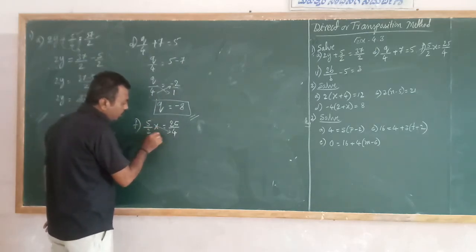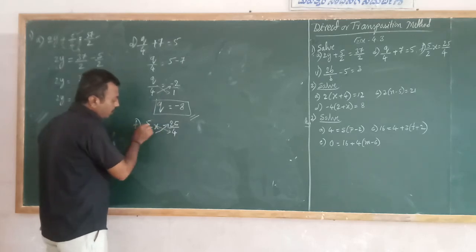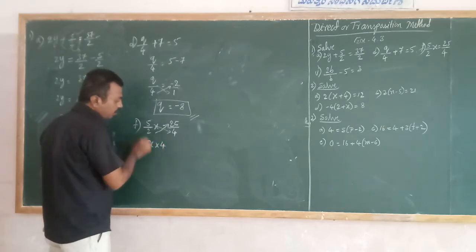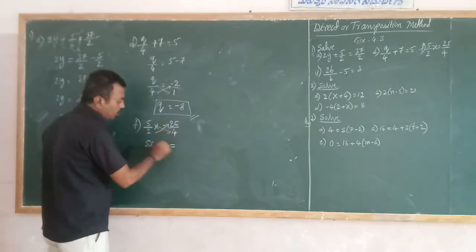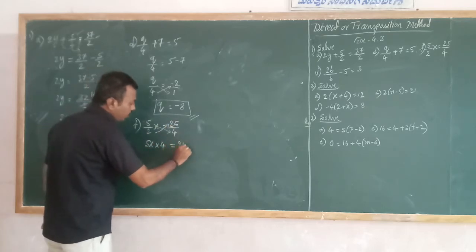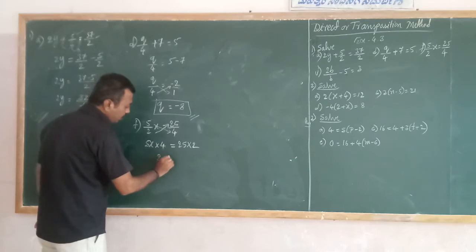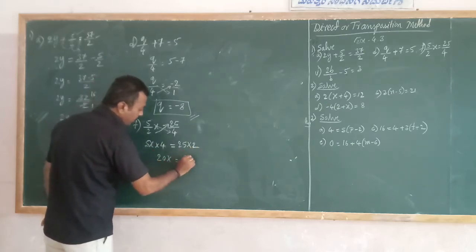We have to do cross multiplication first. This x goes to the numerator. 5x into 4, the first numerator and denominator, is equal to, next, 2 into 25. 25 into 2. 5 4s are how much? 20x. 5 4s are 20x, is equal to 25 2s are 50.